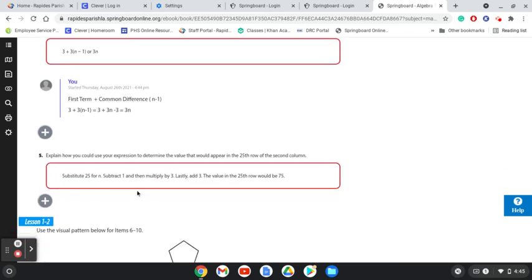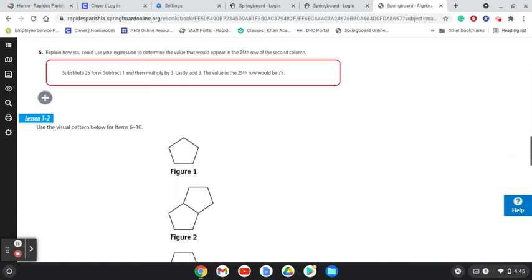Explain how you could use the expression to determine the value that would appear in the 25th term. You would let 25 be n, so then you would subtract 1, multiply by 3. You subtract 1, so that'd be 24, multiply that by 3, and so that would be 72, add the 3, and the 25th row would be 75. All right, so follow the pattern.